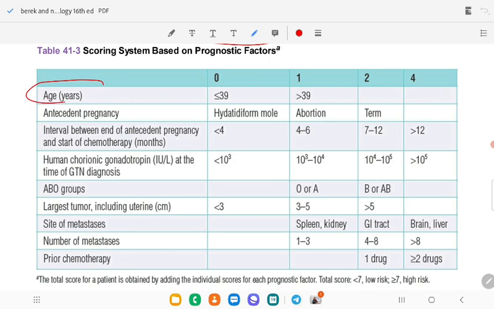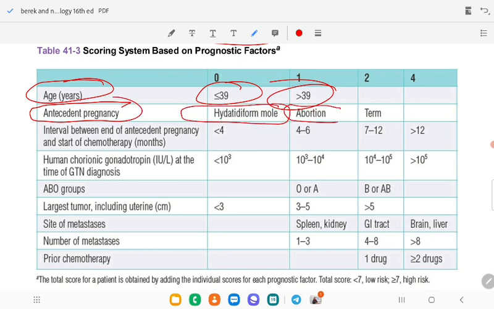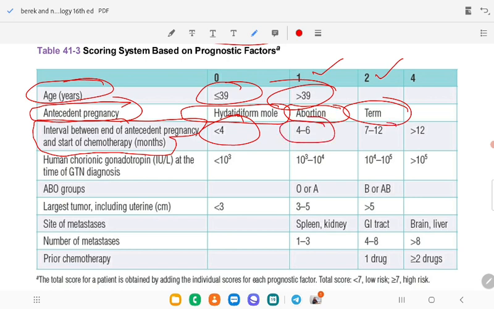First is age. The score is 0 if less than 39 years, and 1 if more than 39 years. Antecedent pregnancy: if it is a hydatidiform mole, the score is 0; abortion, it is 1; term pregnancy, score is 2. Interval between the end of the antecedent pregnancy and start of chemotherapy, in months: if less than 4 months, it is 0; 4 to 6 months is 1; 7 to 12 months is 2; more than 12 months is 4.